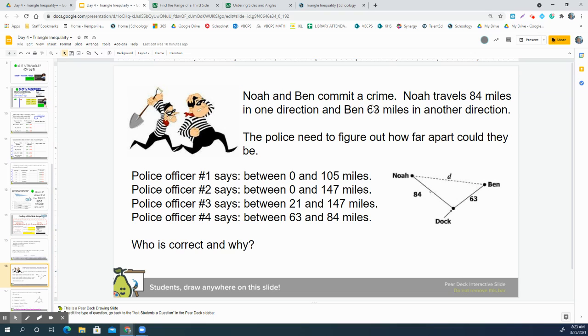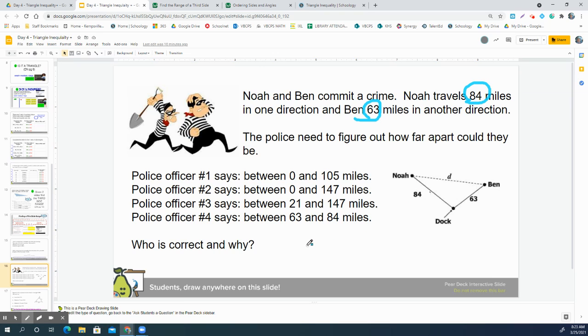Noah and Ben commit a crime. Noah travels 84 miles in one direction and Ben travels 63 miles in another direction. So these guys could run together in the same direction, right? If they run together in the same direction, how far apart would they be? If Noah goes 84 miles and Ben goes 63, how far apart would they be if they went in the same direction? What would you do with the 84 and the 63?